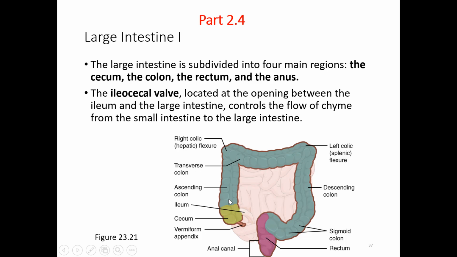The colon is made of several parts. The ascending colon goes up. Then next to the liver it turns and becomes the transverse colon. That angle is called the right colic flexure, or right hepatic, or simply hepatic flexure. The transverse colon then turns and goes down and becomes the descending colon. That angle where it turns is called the left colic flexure or splenic flexure. Finally, we have the sigmoid colon.